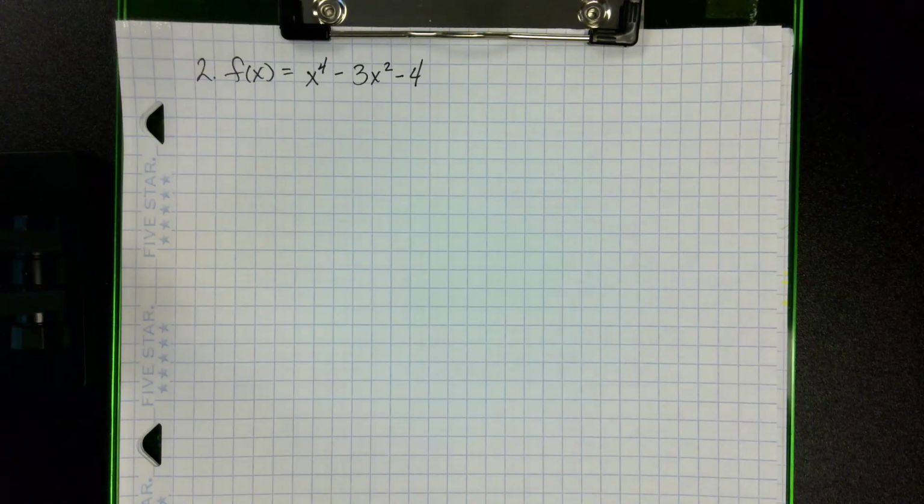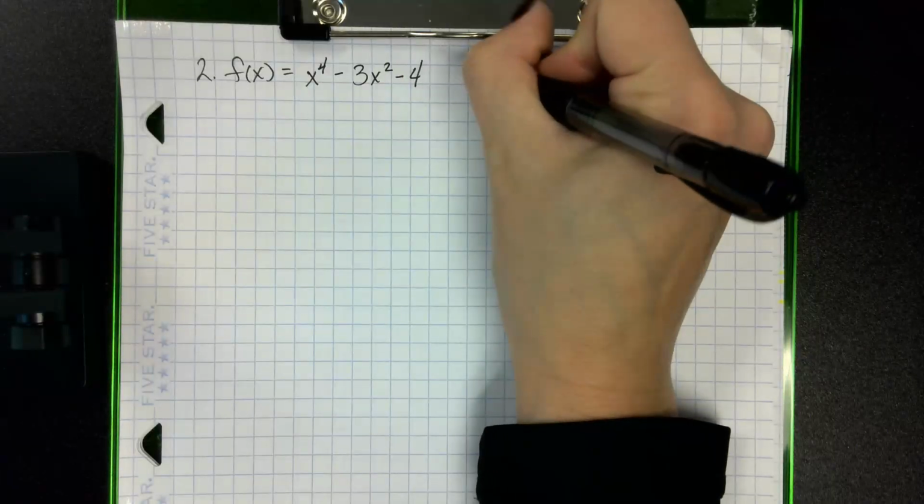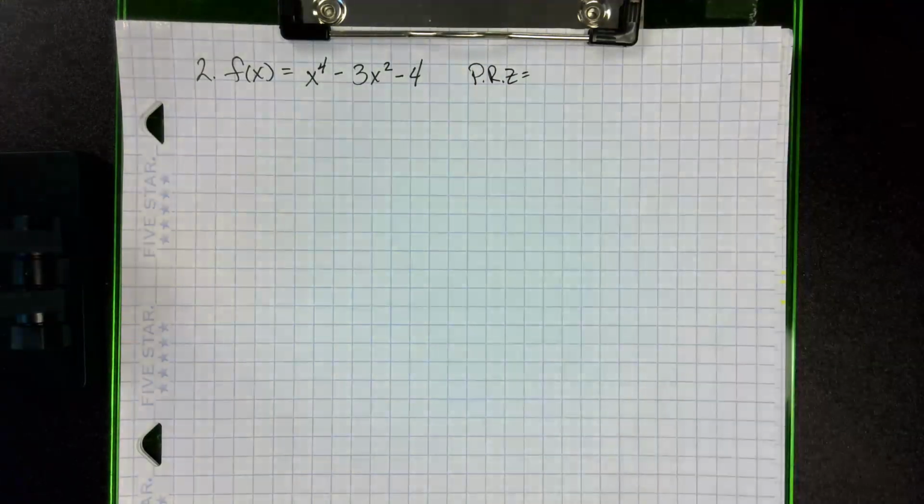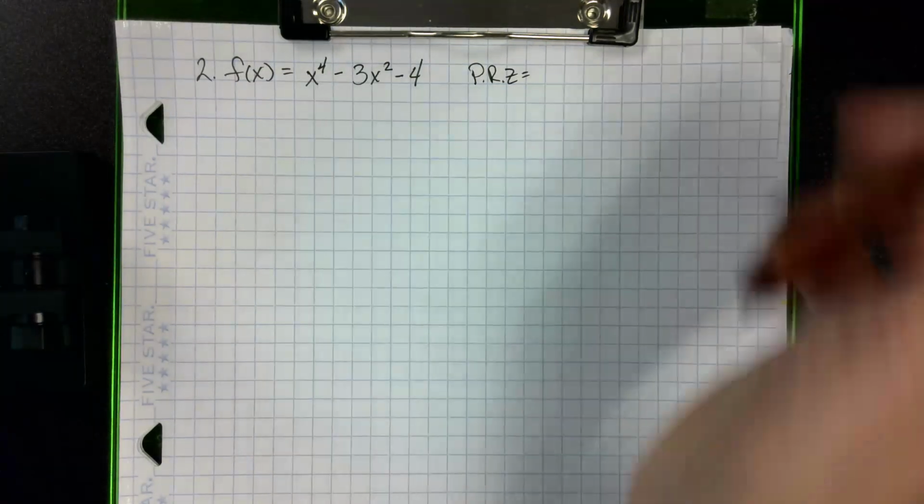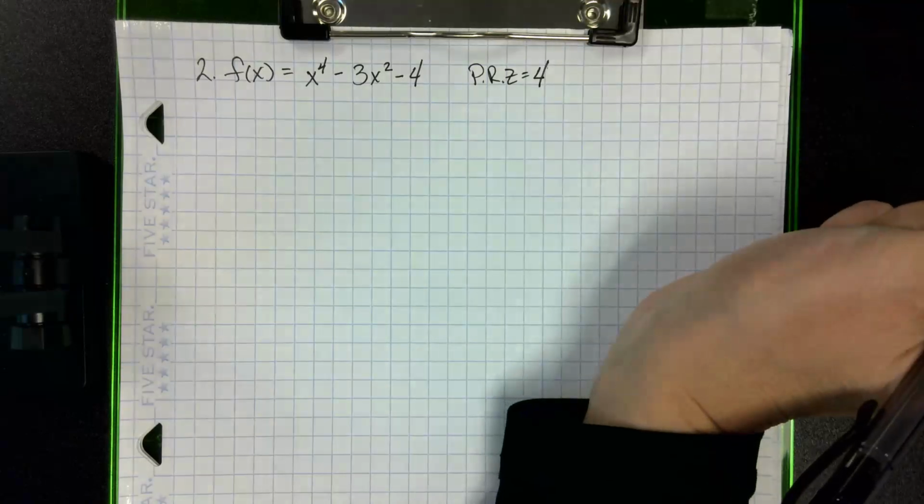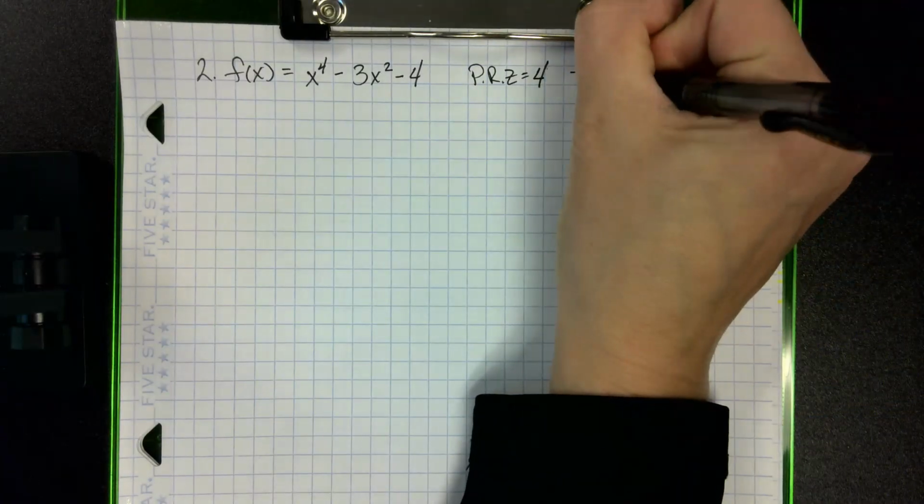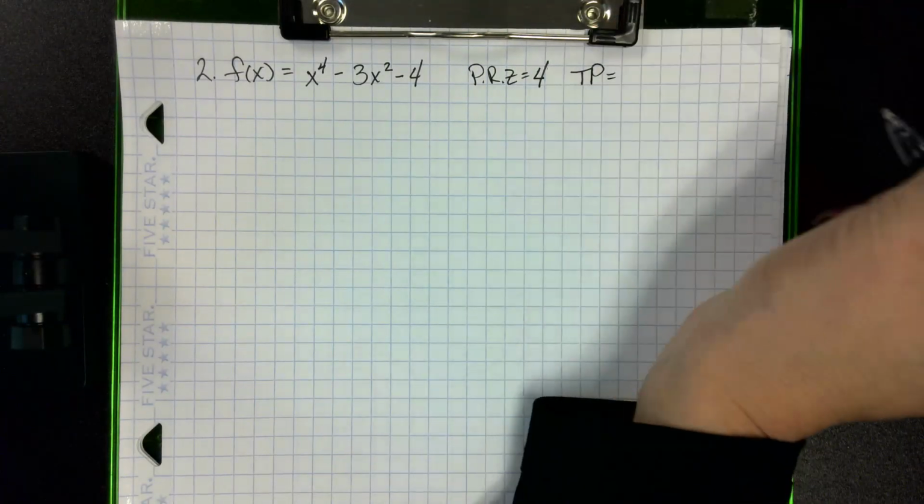Okay, number 2, we have these same instructions. So we have f of x equals x to the 4th minus 3x squared minus 4. So if we start with the possible real zeros and turning points, possible real zeros, that is the highest degree. It's degree 4. And turning points, that is degree minus 1. So 3.